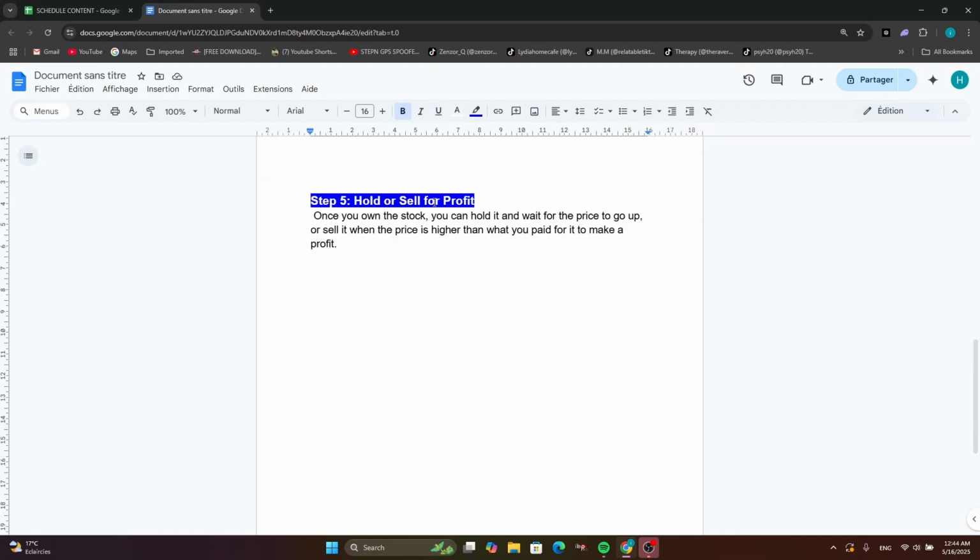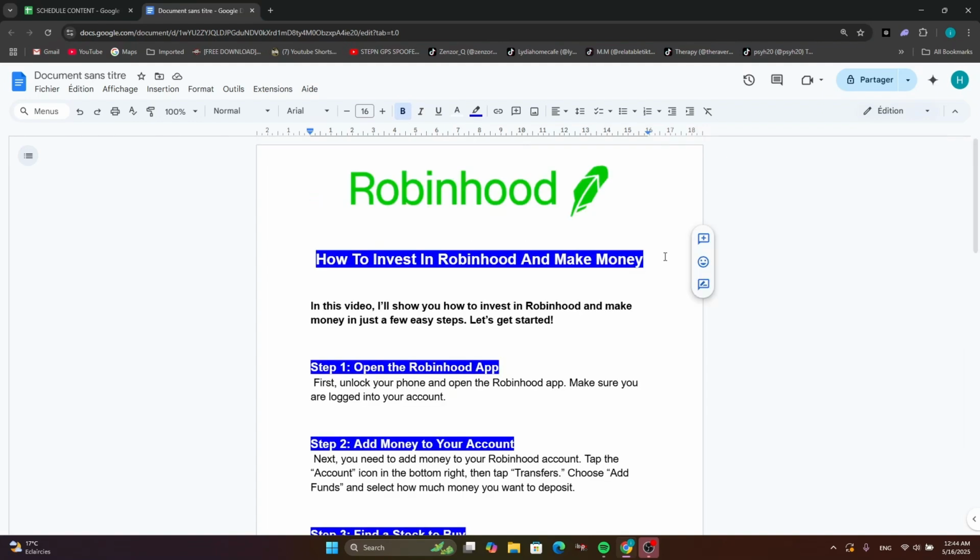Now after that, hold or sell for profit. Once you own the stock, you can hold it and wait for the price to go up, or sell it when the price is higher than what you paid for it to make a profit. So this is how to invest in Robinhood and make money.